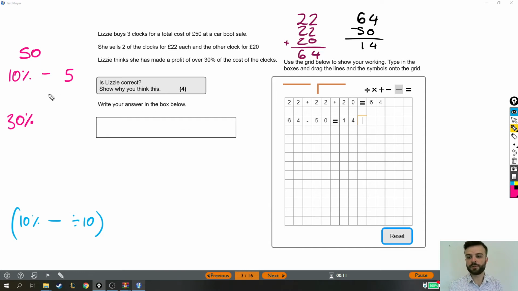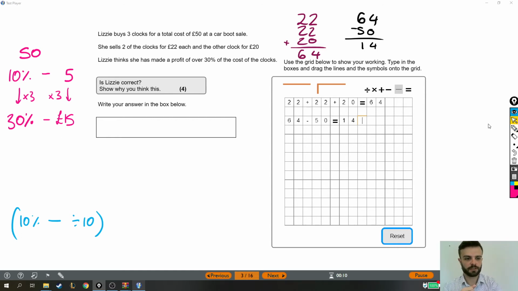But the point in doing it is that now I've got 10%, I can find 30%, because 30% is 3 lots of 10. So 30% is 3 lots of £5, so that's £15. So just to get us back on track of what we're doing here, the reason why we found that number is because that's what a 30% profit would be. Lizzie thinks she's made a profit of over 30% or over £15, but she only made a profit of £14, so it turns out she's wrong.